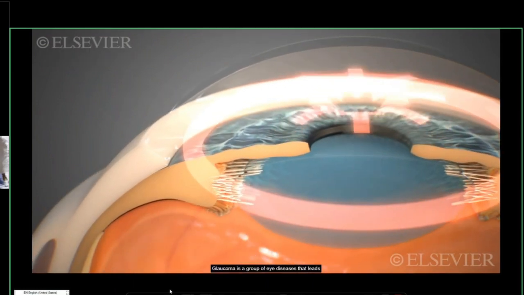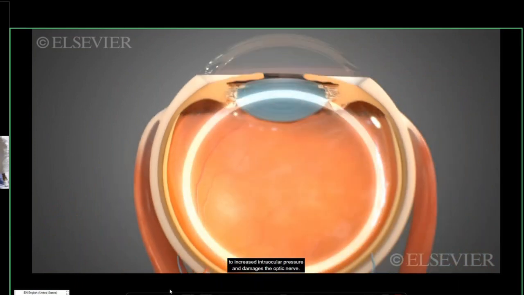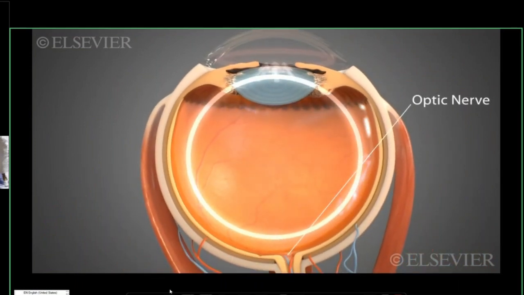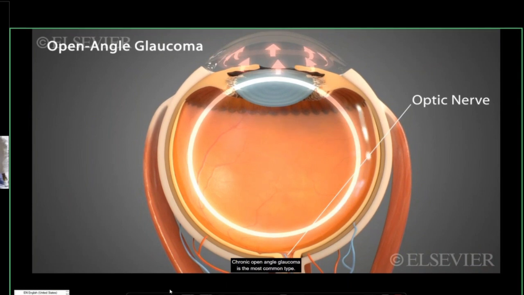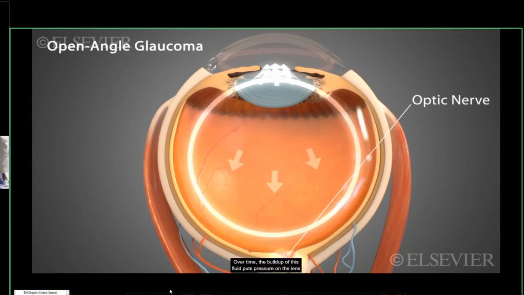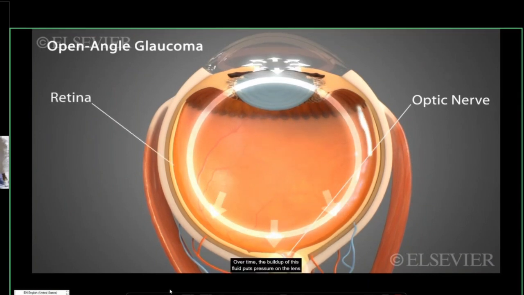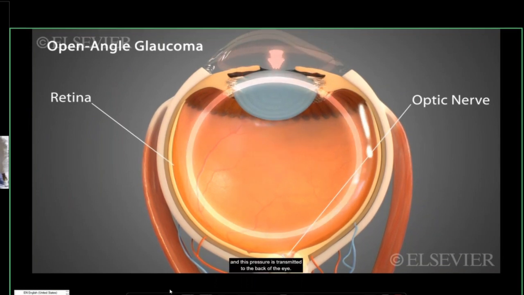Glaucoma is a group of eye diseases that leads to increased intraocular pressure and damages the optic nerve. Chronic open-angle glaucoma is the most common type. In chronic open-angle glaucoma, drainage of aqueous humor from the eye decreases. Over time, the buildup of this fluid puts pressure on the lens, and this pressure is transmitted to the back of the eye.